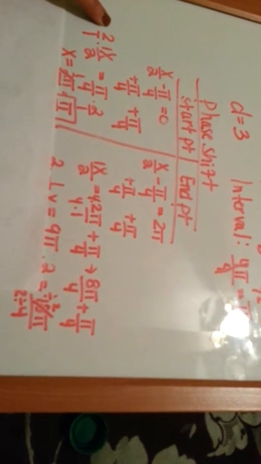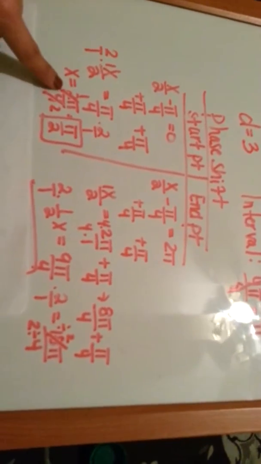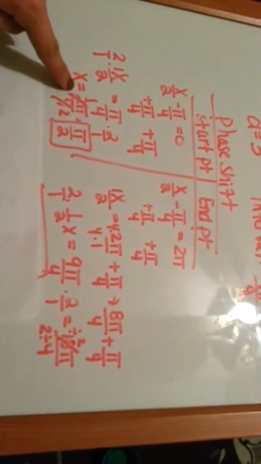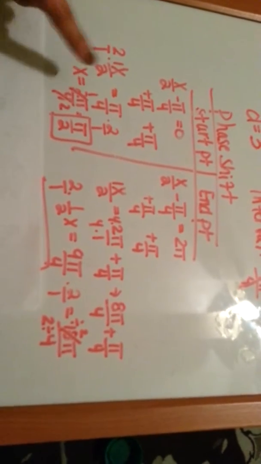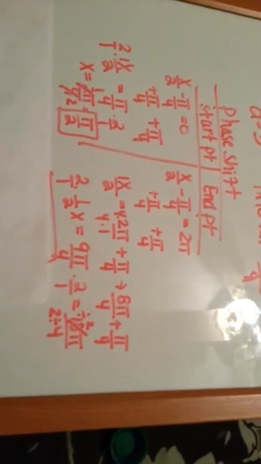Get rid of the fraction and leave x by itself. We've got to multiply by the reciprocal, 2 over 1. Do the same thing to the other side, giving us 2 pi over 4. We reduce that: cross off the 2, make it a 1, cross off the 4, make it a 2, making pi over 2. So our starting point is pi over 2.